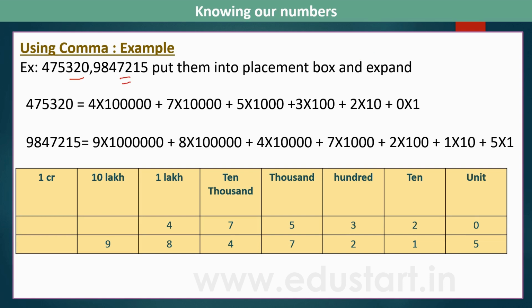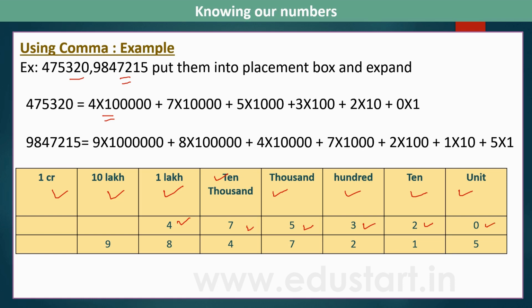475320984721. So put them into a placement box and expand. Placement box means all the different units are there. So units place, tens place, hundreds place, thousands place, 10,000s place, 1 lakh place, 10 lakh place, and 1 crore. Okay, so now you can see 475320. So 4 into 1 lakh, 7 into 10,000, 5 into 1000, 3 into 100, 2 into 10. This is the units place.